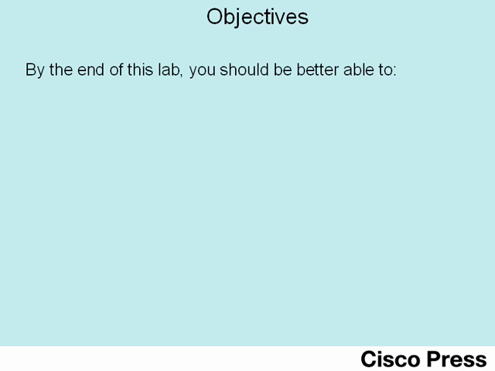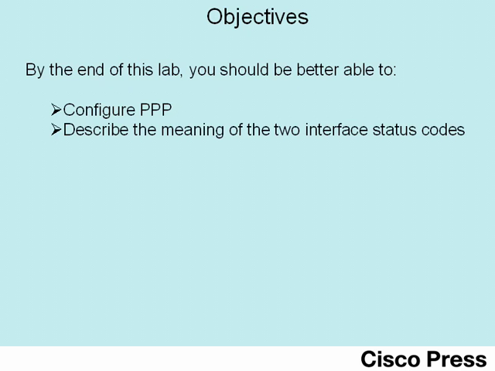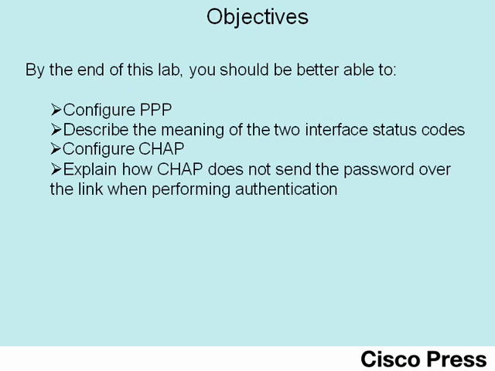There are four main objectives you can achieve by watching this lab. First, you'll be better able to configure PPP, as well as better describe the meaning of the two interface status codes. You'll also learn how to configure CHAP, and in particular, you'll see how CHAP does not send the clear text password across the link when authenticating a link.